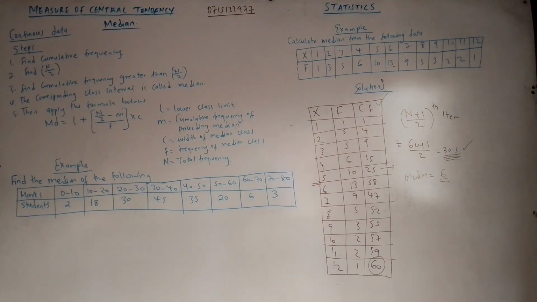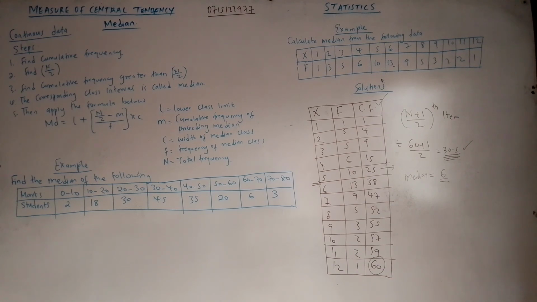Now for continuous data, as you can see on the board, the following steps can be used. Number 1, we find the cumulative frequency. Number 2, we find the value of n over 2, the n over 2 th item. Then number 3, we find the cumulative frequency that is greater than n over 2. Number 4, we find the corresponding class interval, which is called the median class. Then we apply the formula as follows.